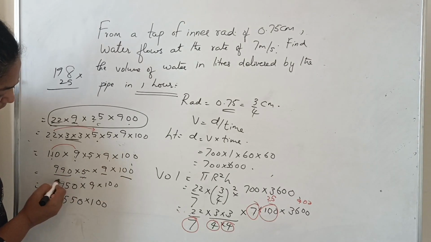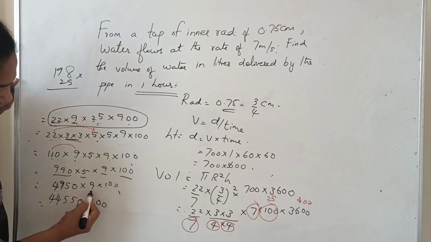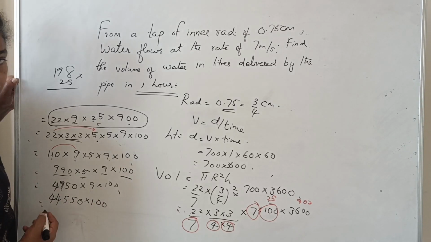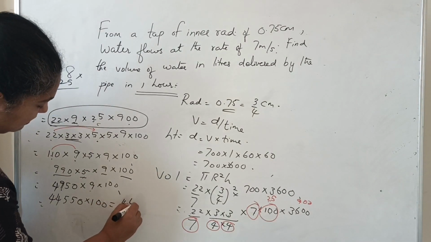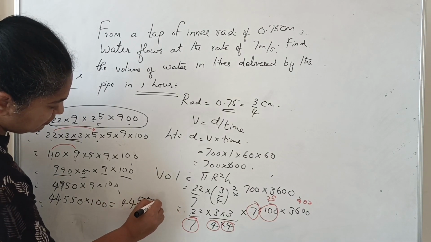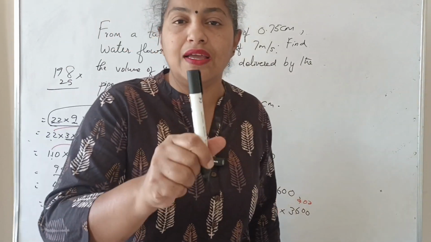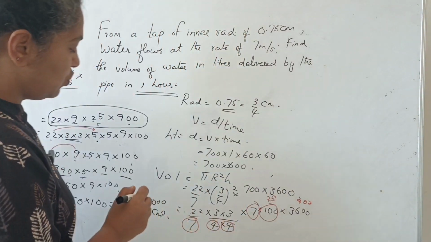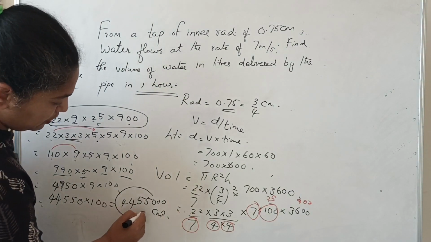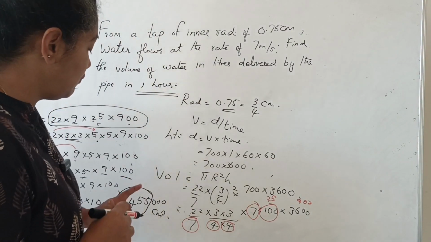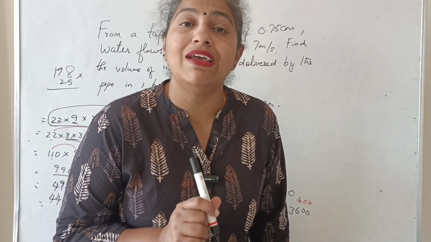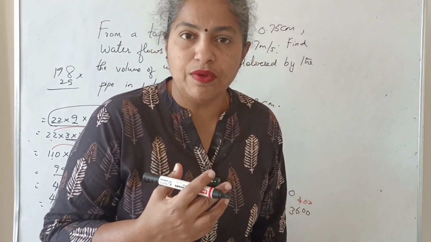Then I multiply the 5 and the 990. I get a 4950 into 9 into 100. I multiply with a 9 and this is what I'm getting. So I get the final answer as 4455,000 centimeter cube. In order to convert it into liters, I need to divide it by 1000. So my answer would be 4,455 liters of water. I hope you have understood.